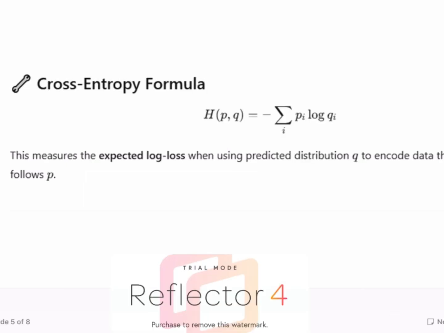So, cross entropy is a continuous differentiable measure of prediction error. The closer the prediction is to the true distribution, the smaller the loss is, and the better the model is.